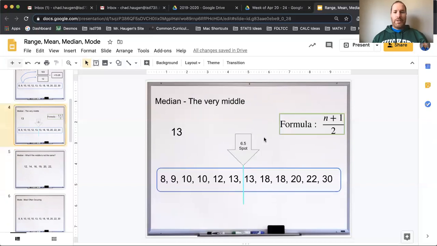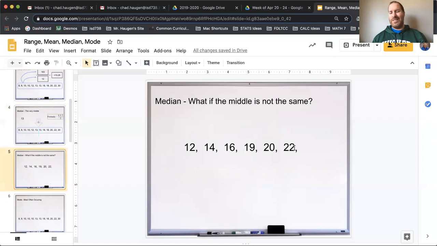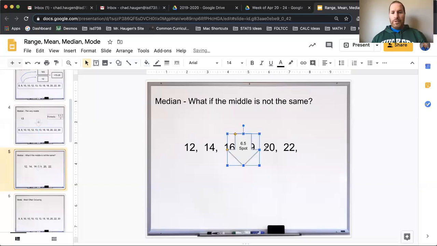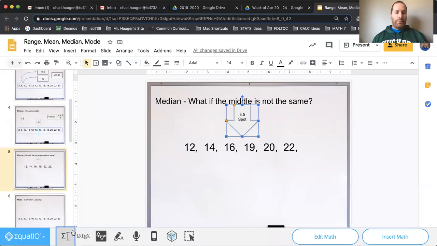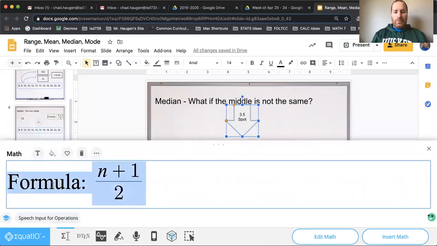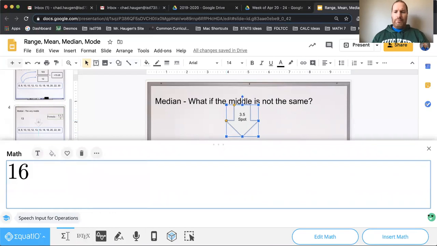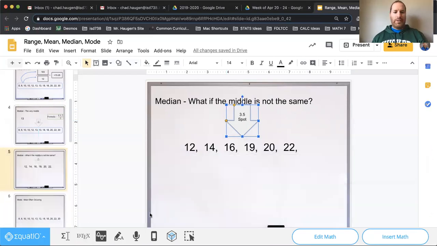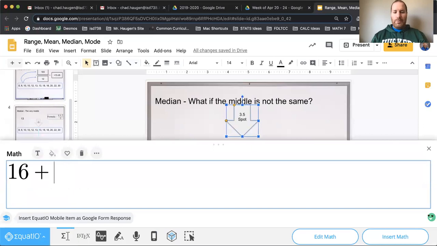If you wanted to use that formula, again, we could say there are 6 things. So 6 plus 1 divided by 2. So 7 divided by 2 is 3.5. So I should go in this case to the 3.5 spot, which is right in between 16 and 19. So then in order to get that, we would just average those together. So it would be 16 plus 19.